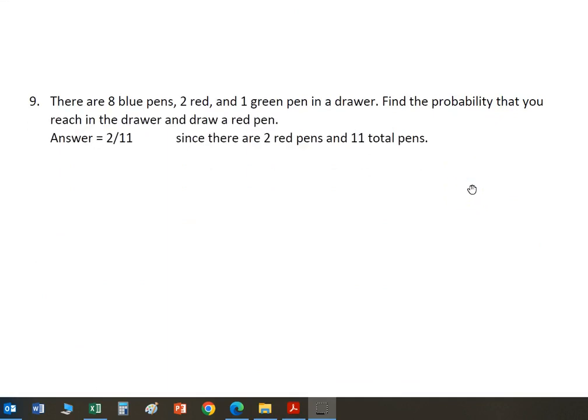The last question will be a basic probability. If there's 8 blue, 2 red, 1 green, there's 11 total, 2 are red. Find the probability that you randomly pick one and that it's red. So there's 2 red out of 11 total, so 2 out of 11. And that is your review for the midterm.